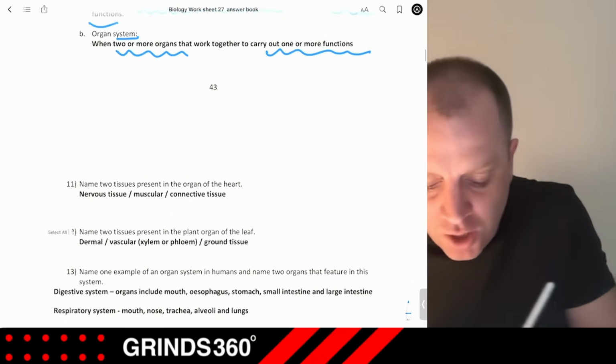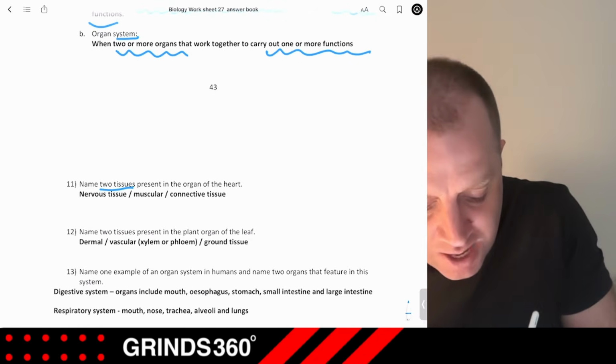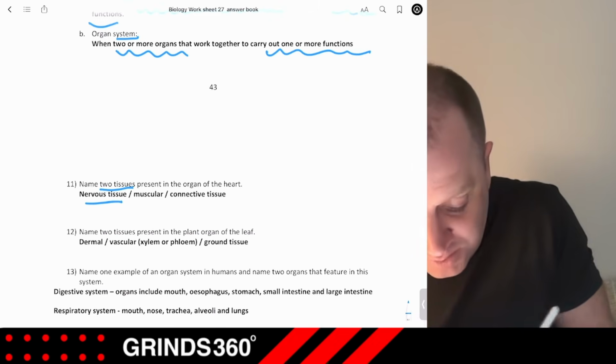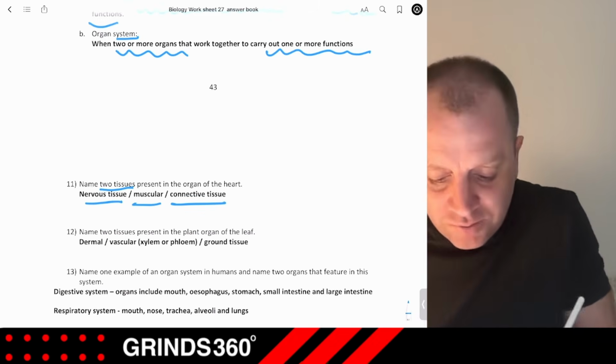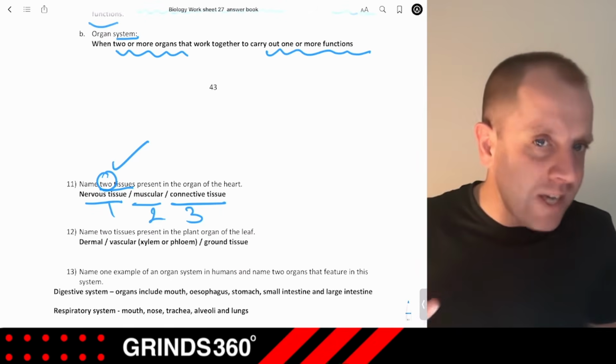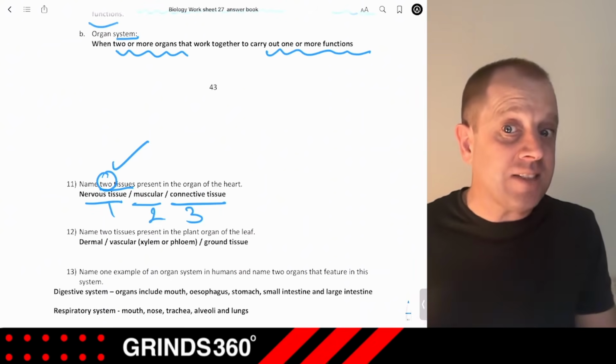Now, finally, look at this here. Name 2 tissues in an organ of the heart. Well, the heart is an organ. So what 2 tissues? The nervous tissue, muscular tissue, connective tissue. Now, I've said 3, but they only asked for 2. So you only give 2. I'm giving 3 because we're revising today.